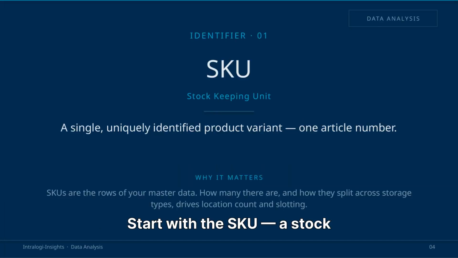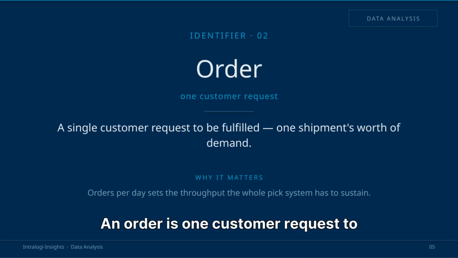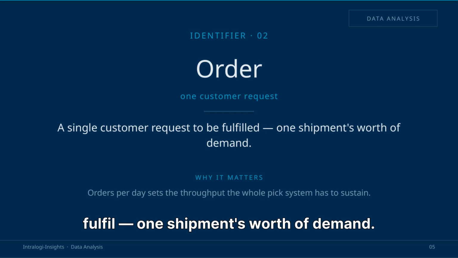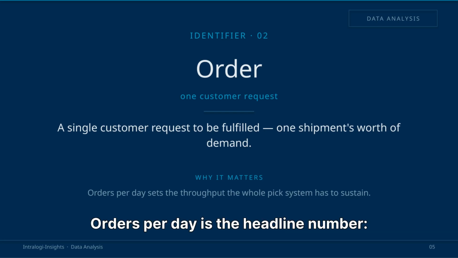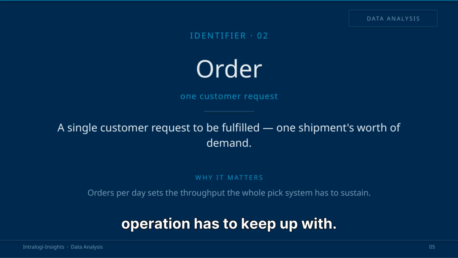Start with the SKU, a stock keeping unit. It's one uniquely identified product. A blue medium shirt and a blue large shirt are 2 different SKUs. Every SKU is a row in your master data, and the number of them drives how much storage you need. An order is one customer request to fulfill, one shipment's worth of demand. Orders per day is the headline number. It sets the throughput the whole pick operation has to keep up with.